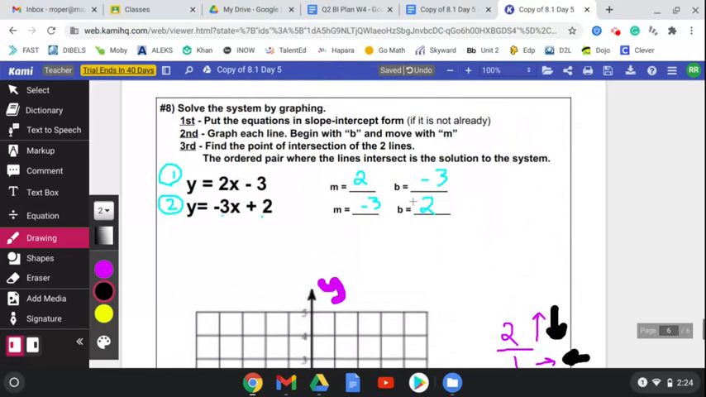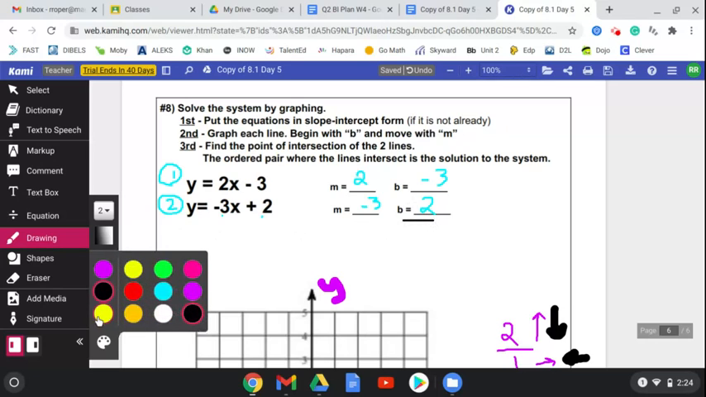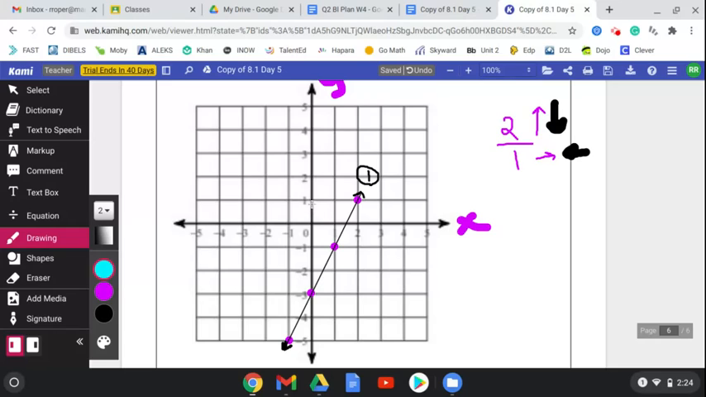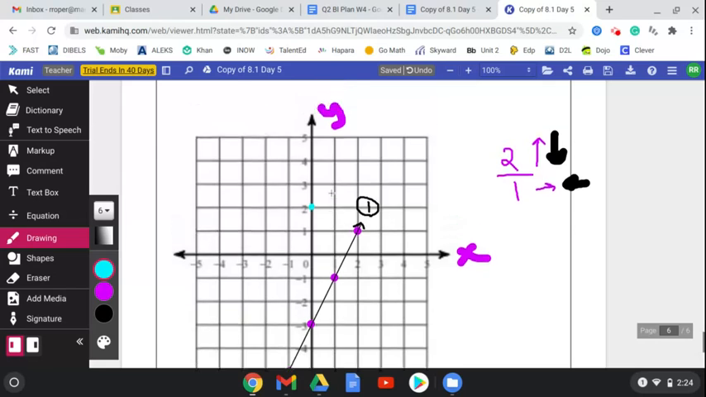Okay, equation 2 now. I need to begin with B. B is at 2, so I'm going to put a dot at 2 on the y-axis. So here's the y-axis, 1, 2. Okay, make this a little thicker. That's B. That's where I will begin.